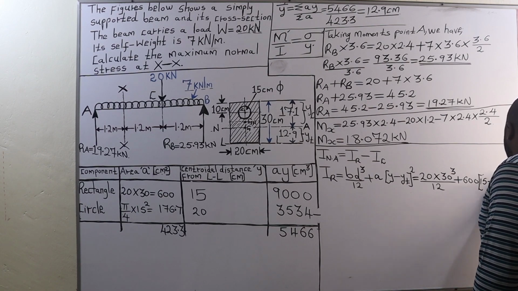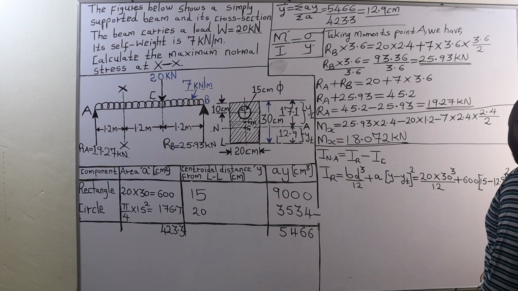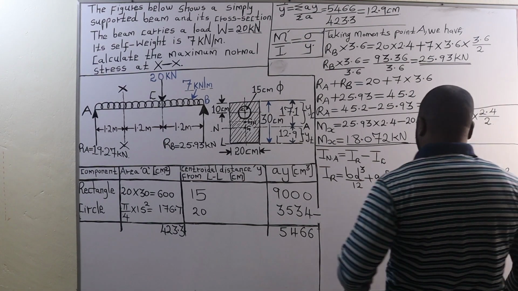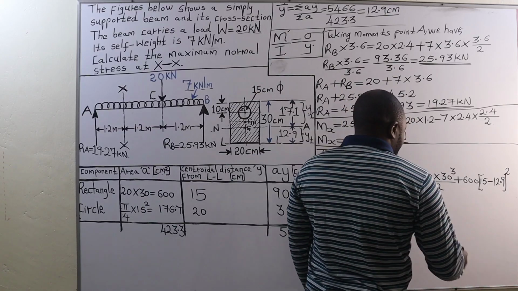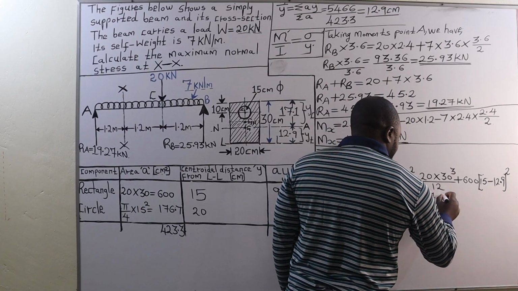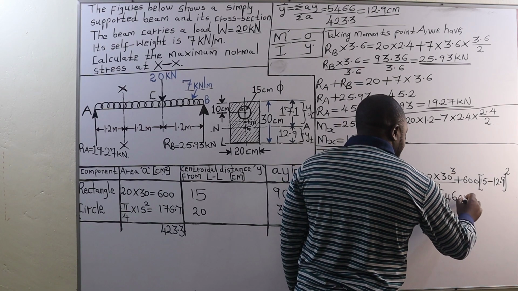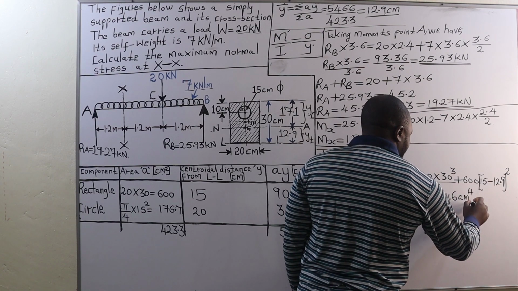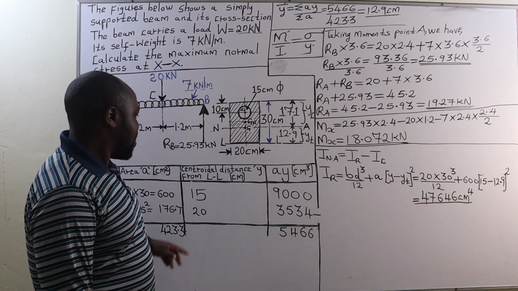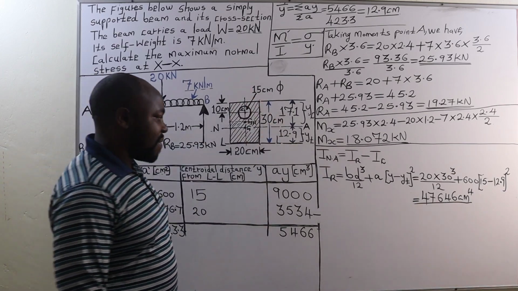that one is going to be squared. Now, when we carry out this calculation, that is going to give us 47,646 centimeters raised to the power of 4. So that is the moment of inertia about the neutral axis of the rectangular section.